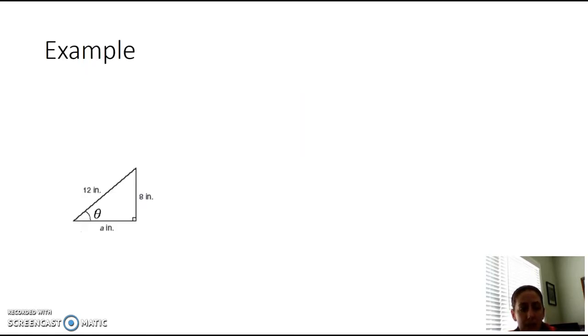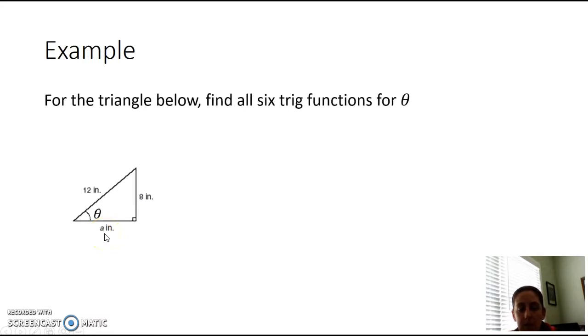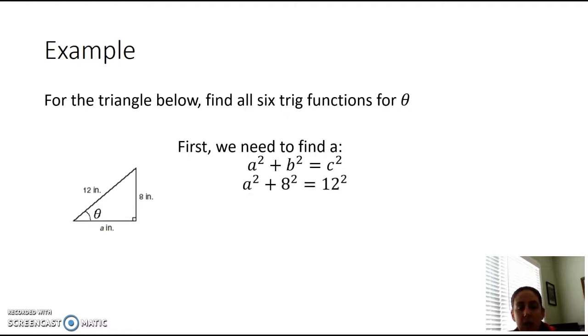Let's take a look at another example. Let's visit this triangle right here. So notice now we're missing one of the legs. So we're going to find all 6 trig functions for this angle theta. First thing we're going to have to do is find this missing leg. So a squared plus b squared equals c squared using the Pythagorean theorem again. We get a squared plus 8 squared equals 12 squared. And we can start solving for a squared.